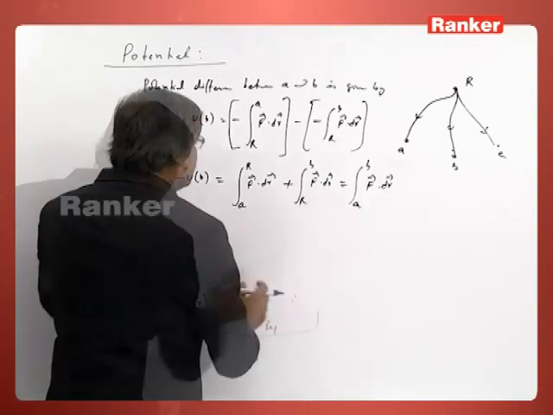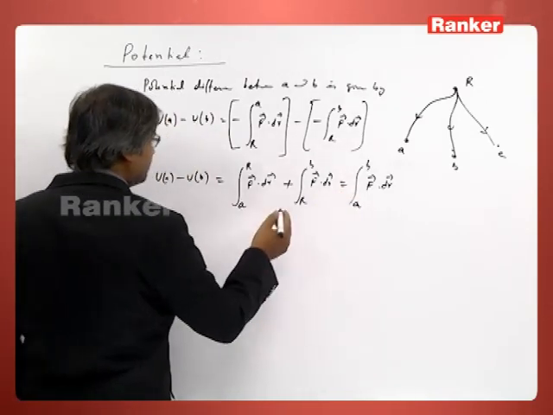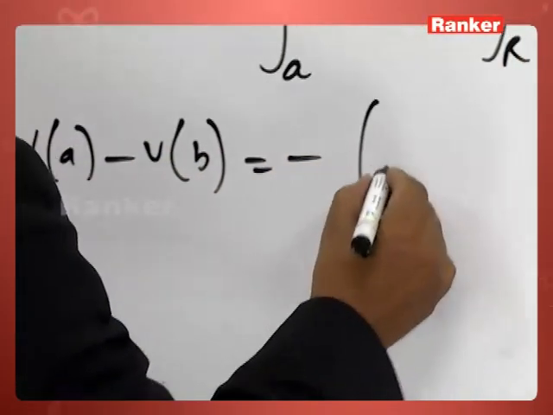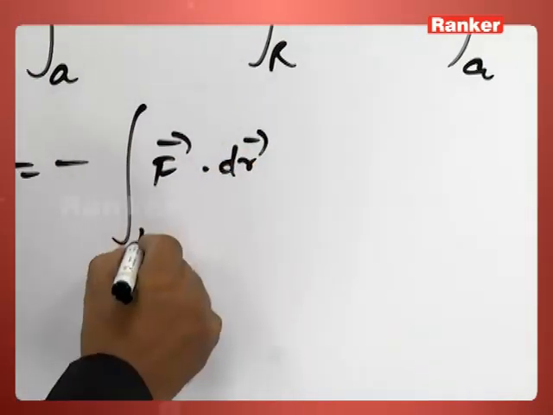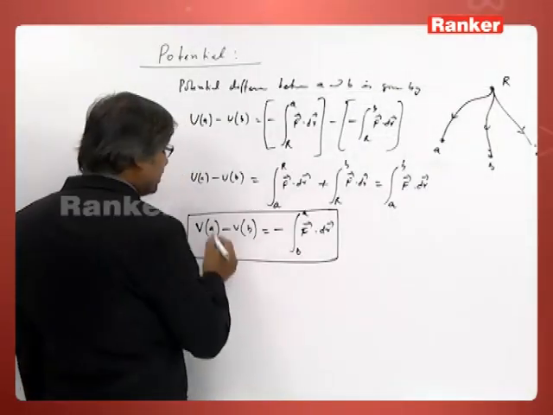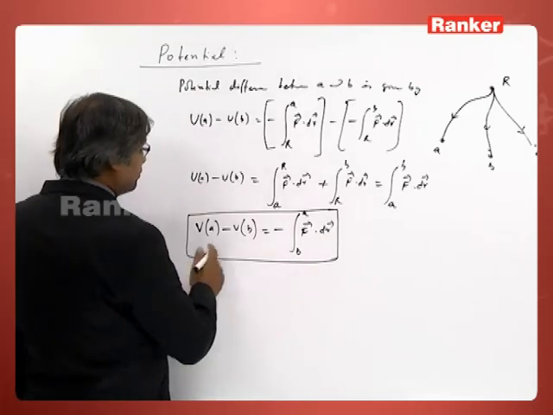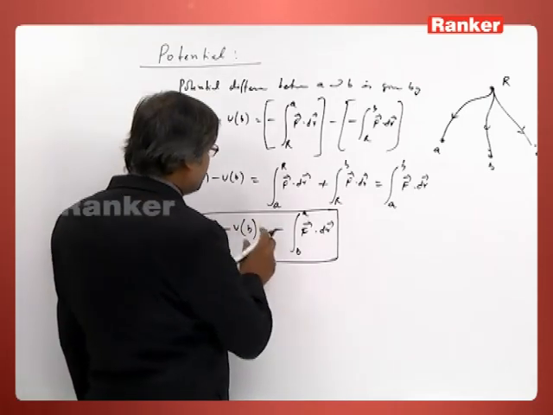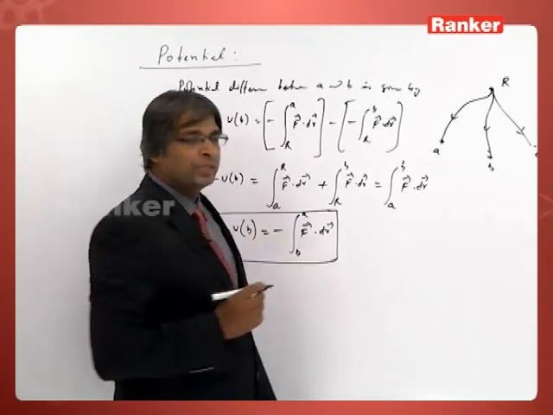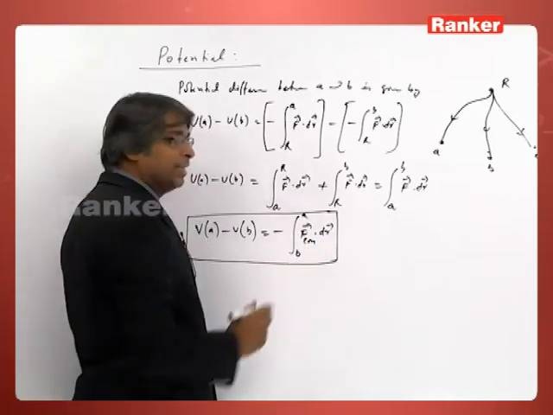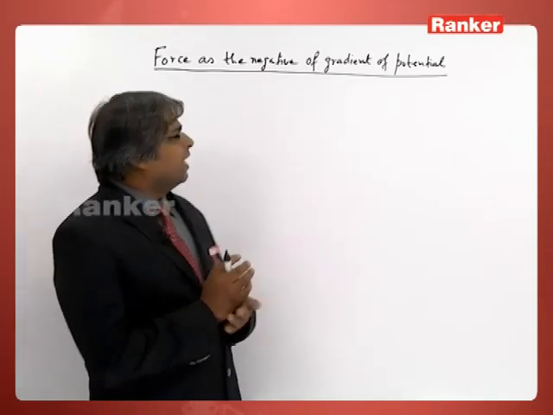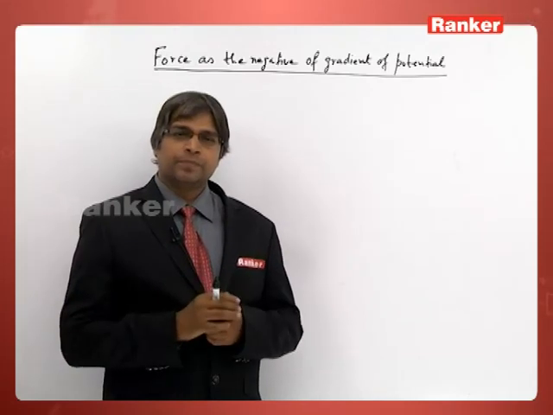Now you see here, F is the conservative force, and we write VA minus VB as minus F dot dr from B to A. So this is the general expression for the potential difference between 2 points: VA minus VB is minus B to A, F dot dr. You remember F is the conservative force, F con. Now let us see force as the negative of gradient of potential.